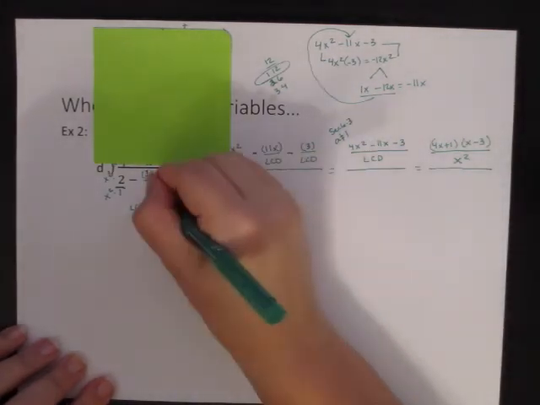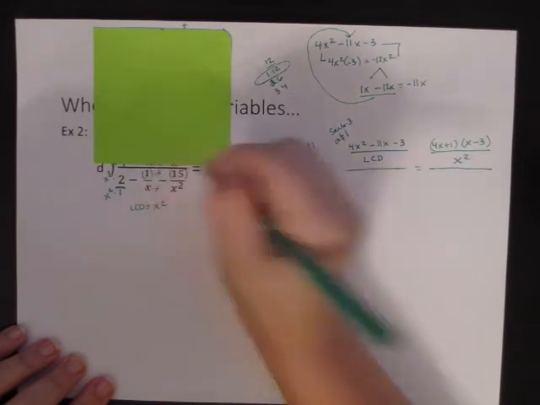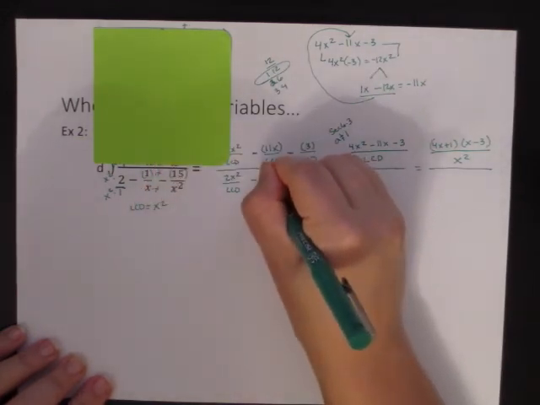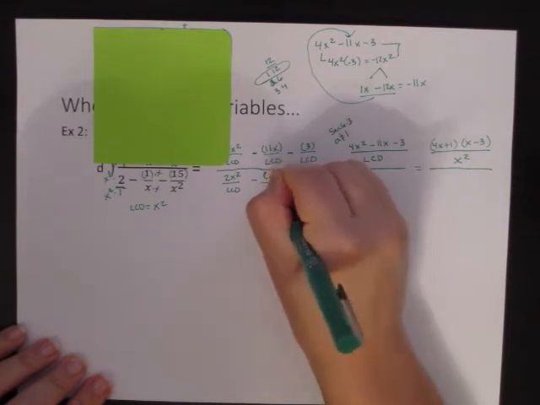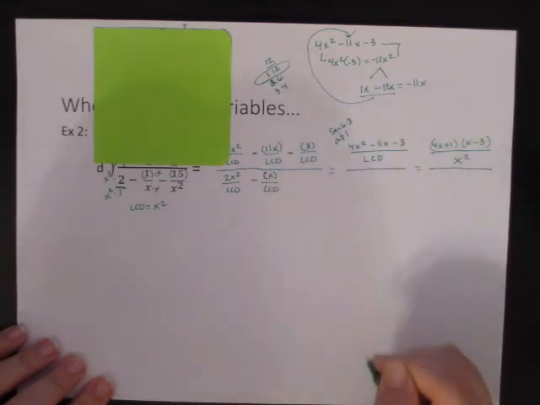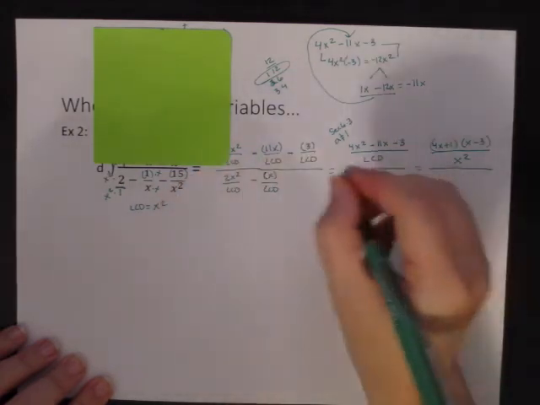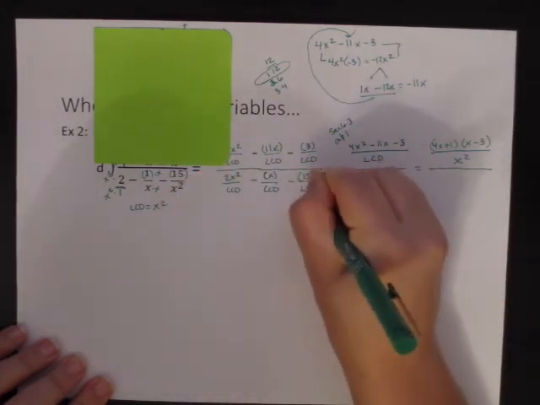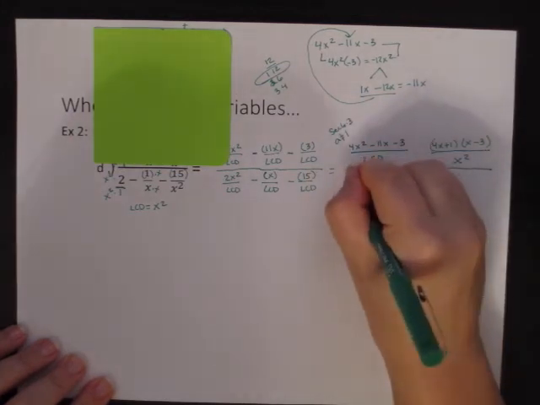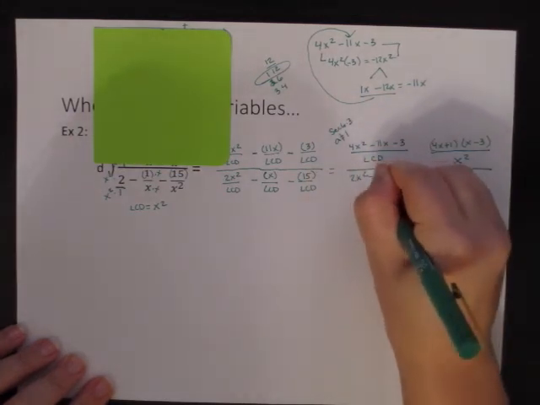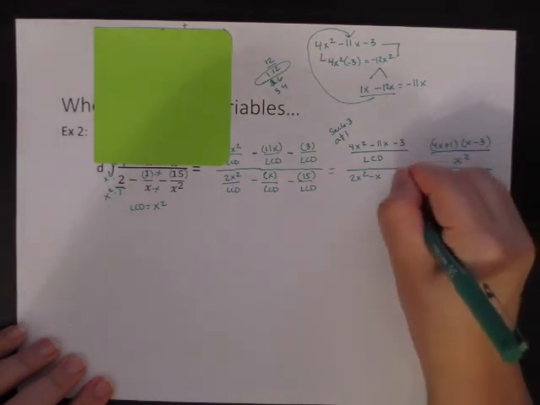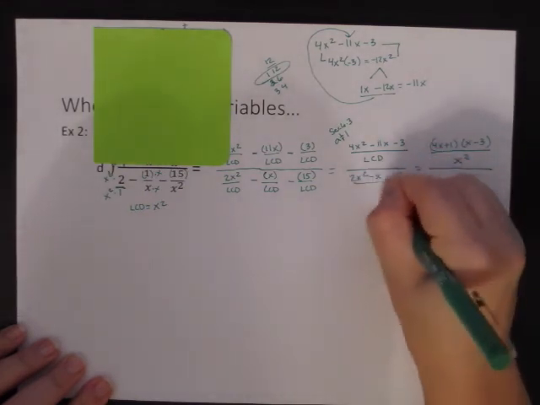minus, for x and x squared, I've got to multiply by x. So I've got 1 times x, so that would be just x over LCD. And these two match each other, so there's nothing I need to do for that one. So I combine them together, and I've got 2x squared minus x minus 15 over LCD.